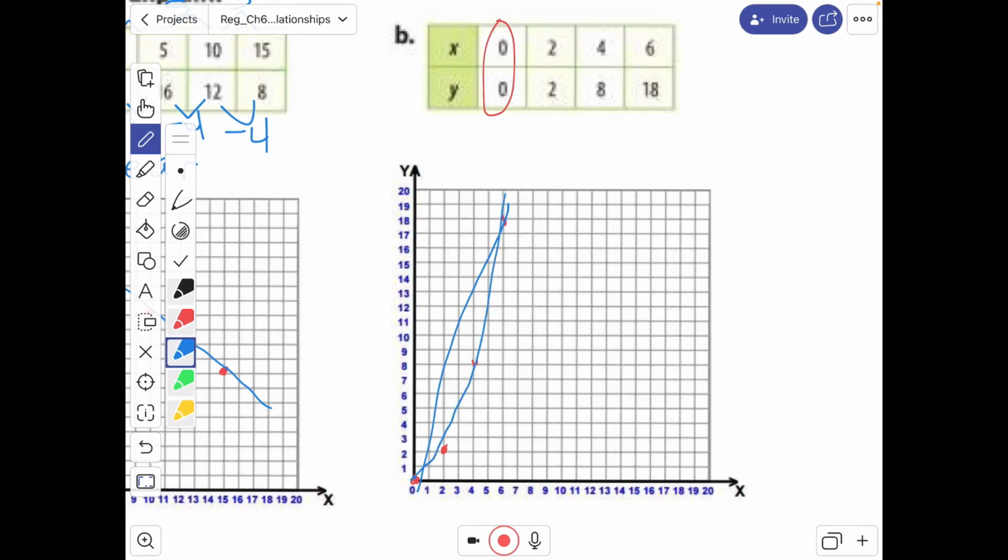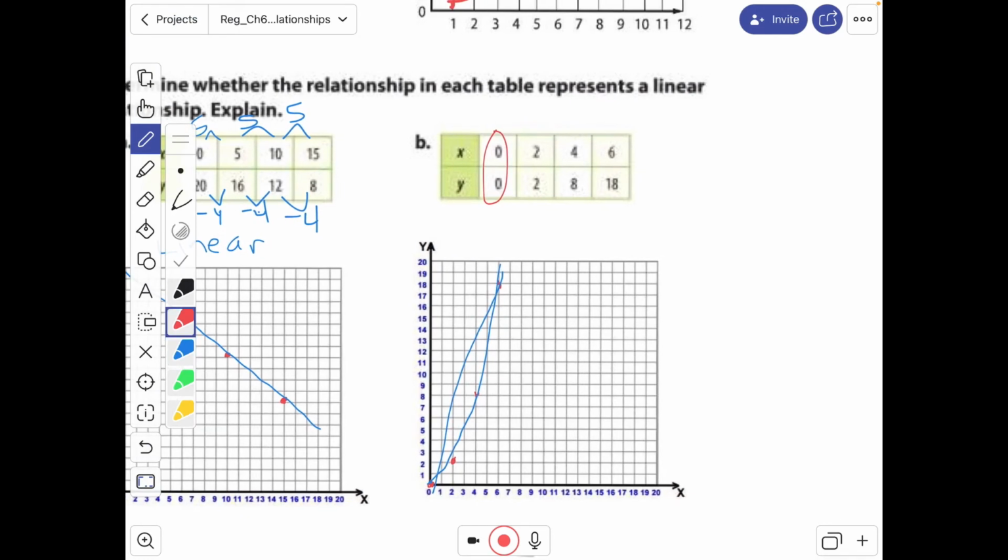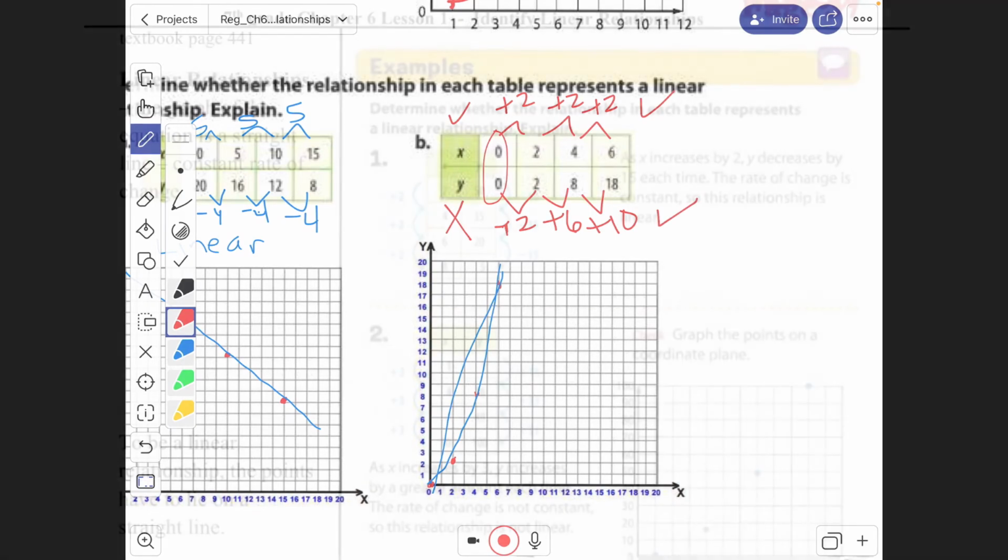It kind of curves. But we can also check to see this is increasing by 2, this one's increasing by 2, and this one's increasing by 2. So the x's are increasing by the same amount, but y increased by 2, and then the next time it increased by 6, and the next time by 10. So that did not increase by the same amount. They have to be the same, and this has to be the same.